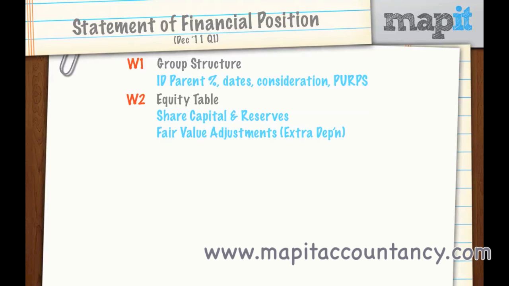So let's have a look at this for our question. Look through the information you're given. This will usually be in notes 1 and 2 for our fair value adjustments. Determine what the share capital and reserves were at acquisition and at the year end, and see if you can deal with those fair value adjustments that you're given in this question. So pause the video now, do that, and then work through working 2 with me.